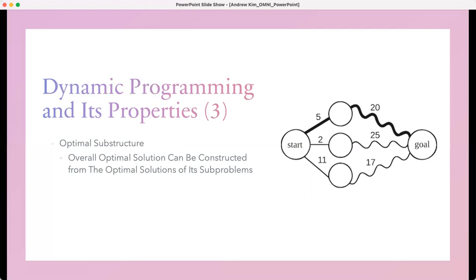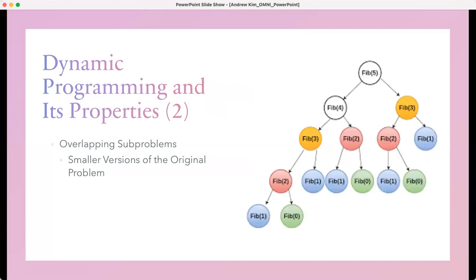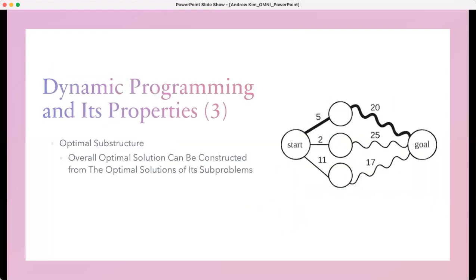If you look at the Fibonacci tree again, the fifth Fibonacci number is a sum of the third and fourth Fibonacci numbers. This clearly shows that a problem of size n has been reduced to subproblems of size n-1 and n-2. Therefore, the Fibonacci numbers have the optimal substructure property.